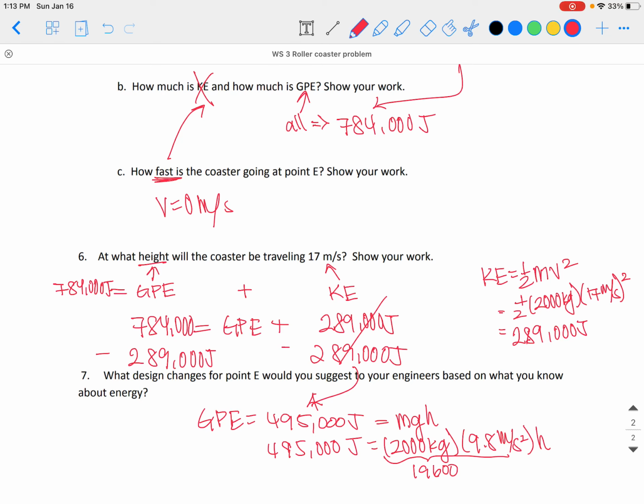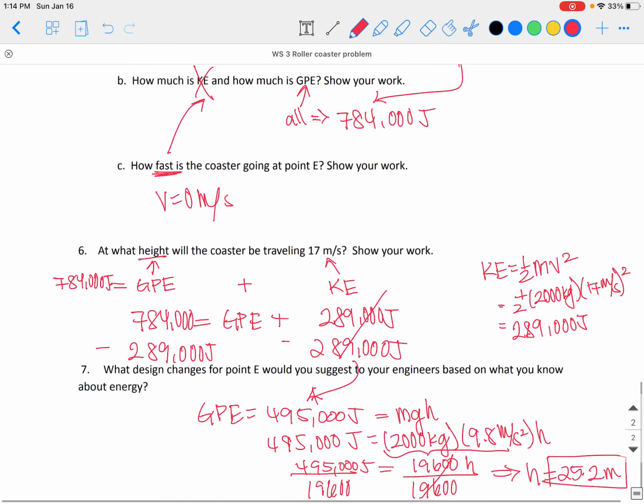19,600. I'm going to set that equal to the left side, multiplied by height, divide the 19,600 to both sides, and I end up with a height of 25.2 meters. And that concludes the problem solving for this very long roller coaster problem.